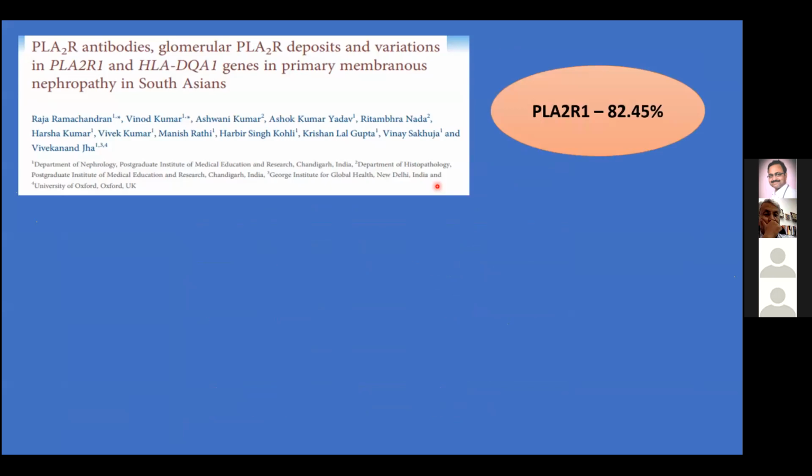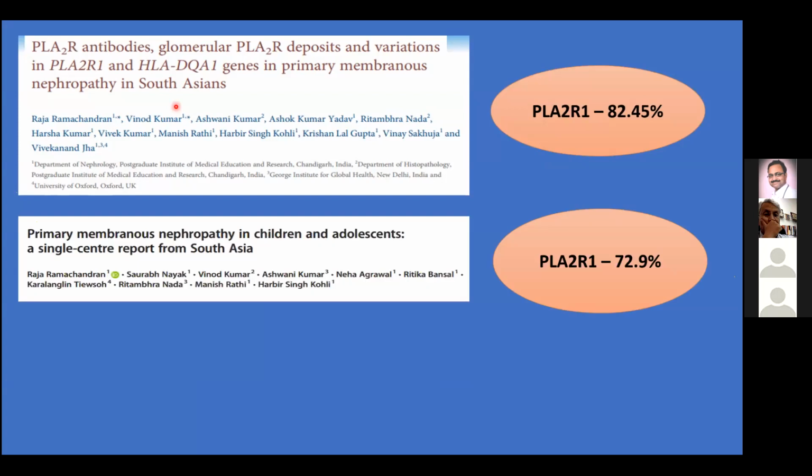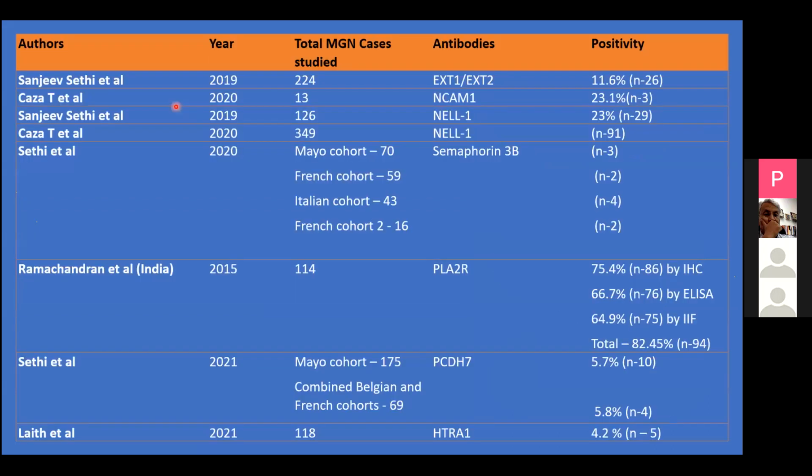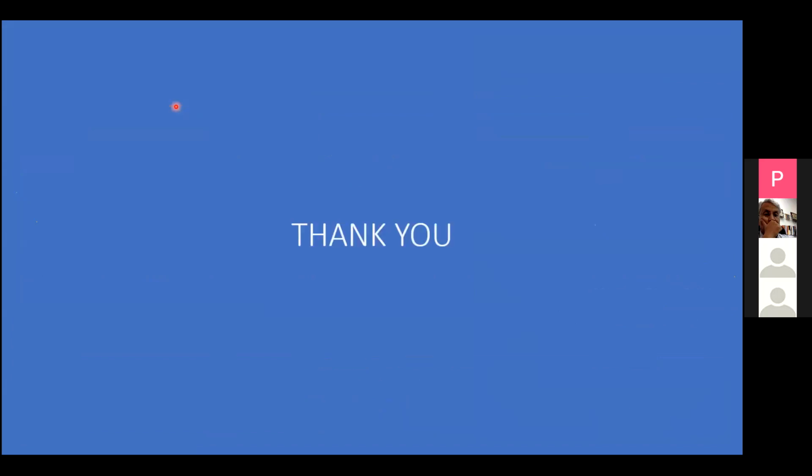This is another study from India, by Raja sir and Tamar. Also in this study, we can see the PLA2R positivity is observed in 82.45% cases of idiopathic membranous nephropathy. And in another study from South Asia, this study also documented 72.9% positivity in membranous nephropathy. The study from AIIMS has shown thrombospondin type 1 domain-containing 7A in 3.4% cases. So these are the different prevalences from the different studies.